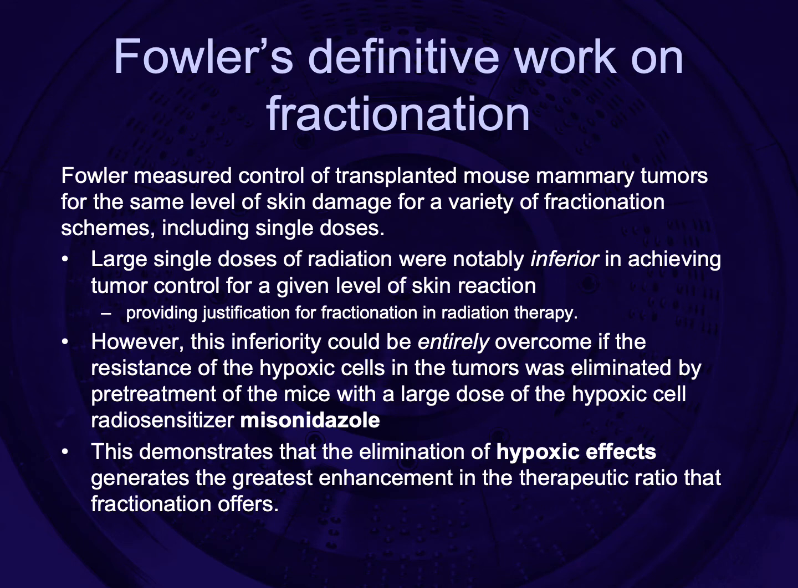Large single doses of radiation were notably inferior in achieving tumour control for a given level of skin reaction, and that provides justification for fractionation in radiation therapy. However, this inferiority could be entirely overcome if the resistance of the hypoxic cells in the tumours was eliminated by the pre-treatment of the mice with a large dose of hypoxic cell radiosensitizer.